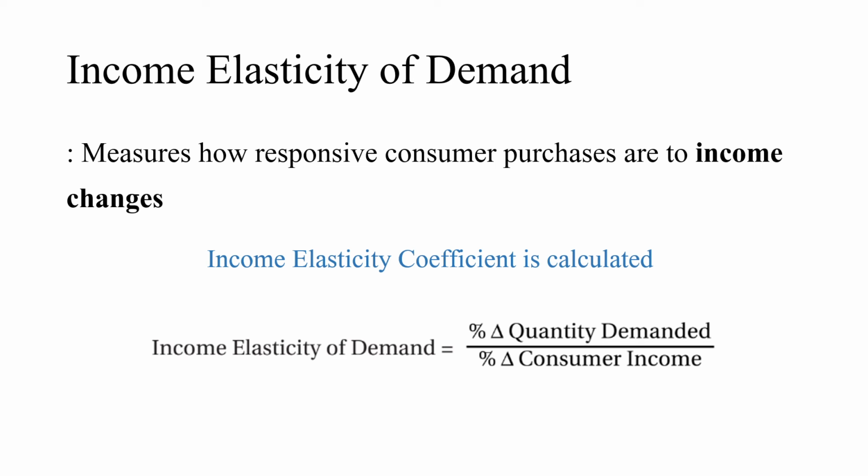Moving on, the second type of elasticity that you should also know about is the income elasticity of demand. This measures how responsive consumer purchases are to income changes. To measure this, we use the income elasticity coefficient, and the formula to find this coefficient is percentage change in QD over percentage change in consumer income. All of these formulas are very straightforward, and I expect everyone to memorize these and feel comfortable using all of them.